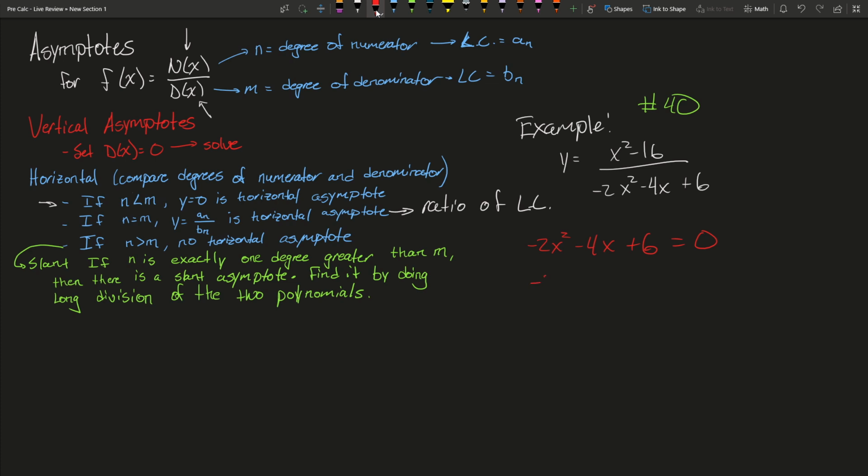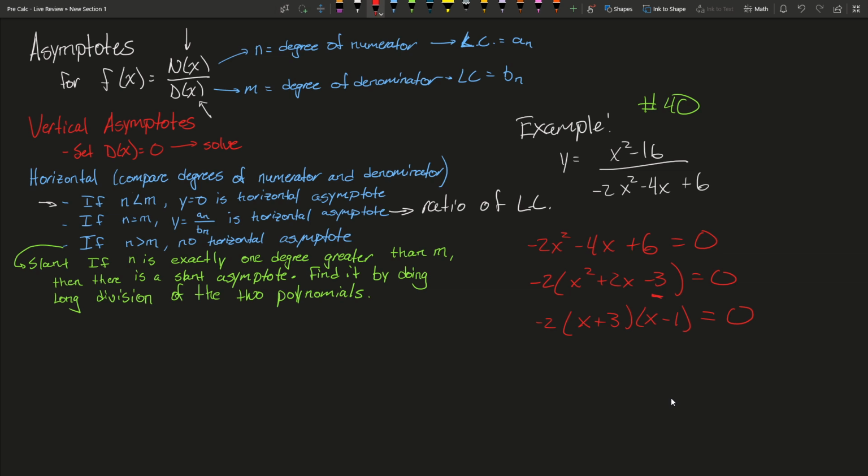First thing I'm going to do is take a negative 2 out. When we do that, we get x squared plus 2x minus 3. And then we need to factor x squared plus 2x minus 3. So we need factors of negative 3 that add up to positive 2, which should be x plus 3 and x minus 1. So just checking, we get x squared minus x plus 3x minus 3, so that works.